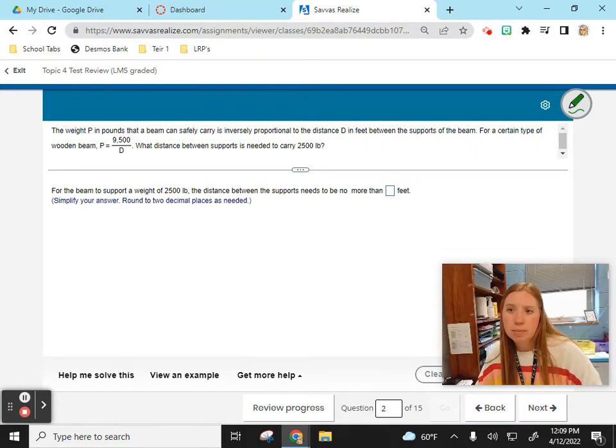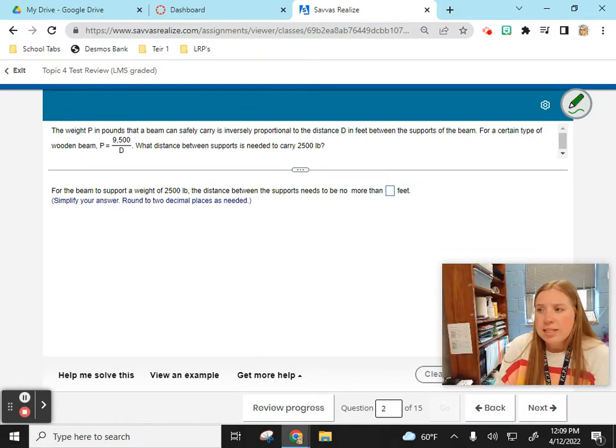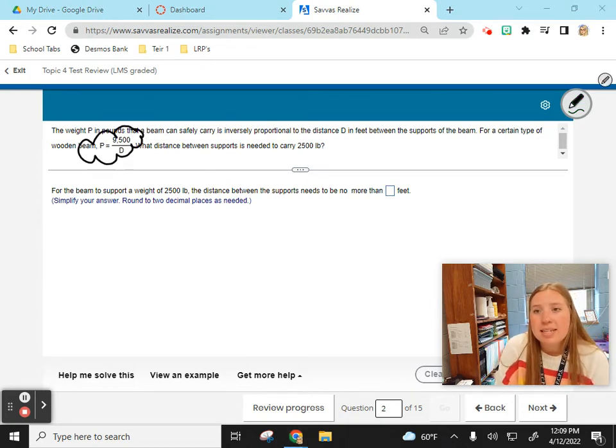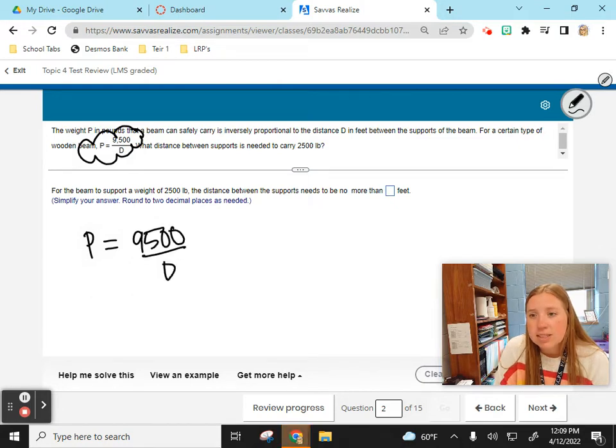Again, another word problem. Hopefully it looks familiar to you. This one is kind of just like the one that we just did. However, we don't have to find our k value this time. They tell me what k is by giving me this equation. I'm just going to write 9500 over d.